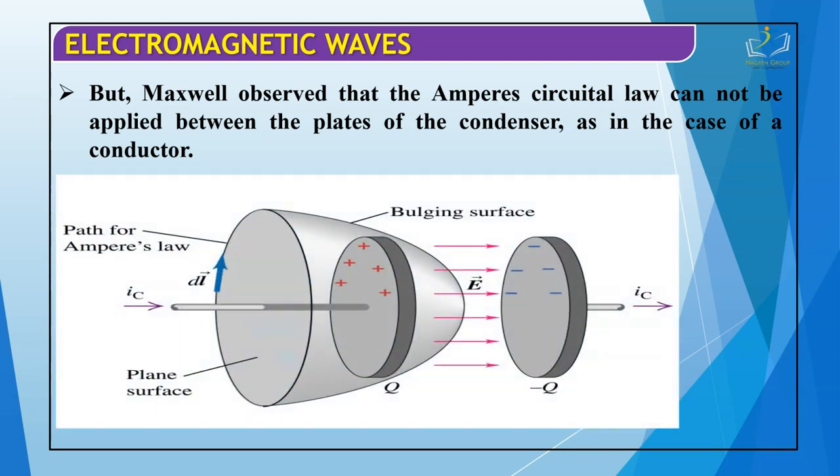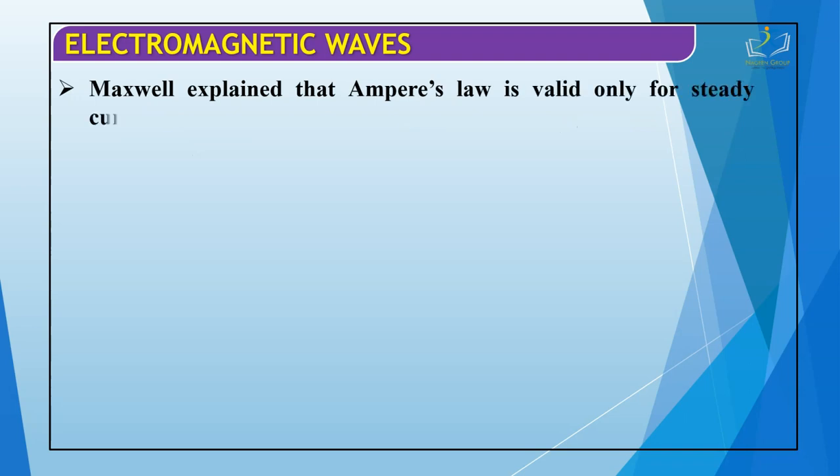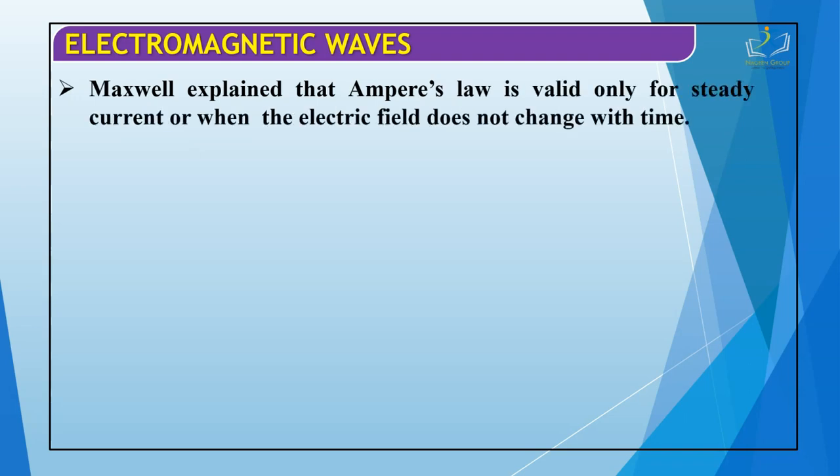As in the case of a conductor, you can see the path of Ampere's law. This is what we call an Amperian loop. If I take an Amperian loop or a bulging surface like this, with this plane surface, current can pass through it because of the conducting plates. But Maxwell explained that Ampere's law is valid for steady current, when the electric field does not change with time.